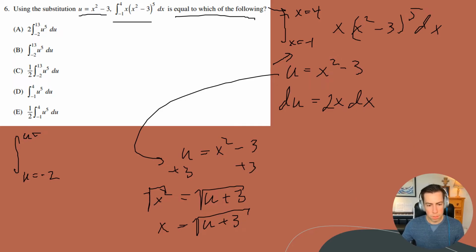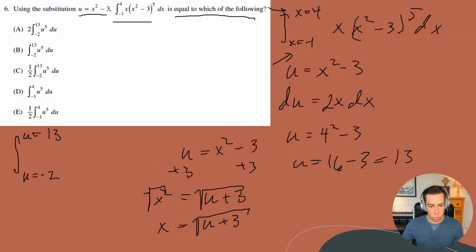And now let me do the same thing for the upper limit. The top one is 4, so I'll have 4 squared minus 3. Then I have 16 minus 3, which is going to be equal to 13. Okay, so now I have my two limits.